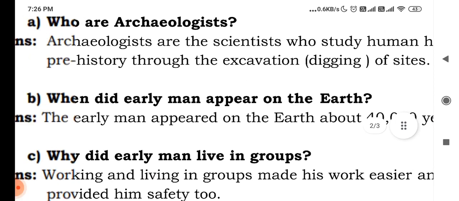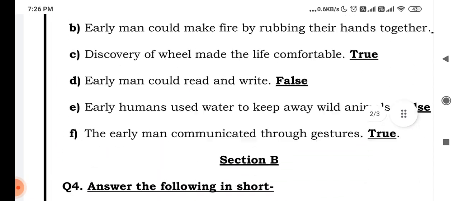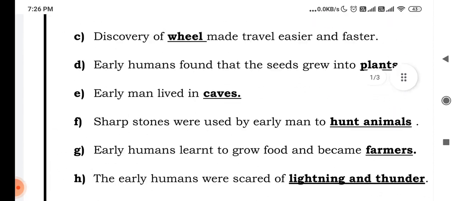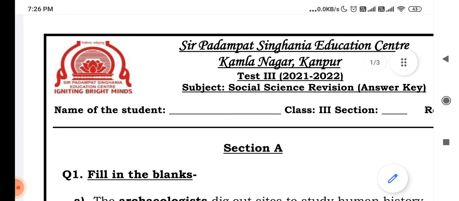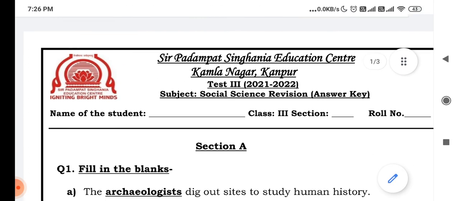So, my dear children, this was the revision of the question answers for your test 3, and we have revised it. Please go through it thoroughly and do the revision.